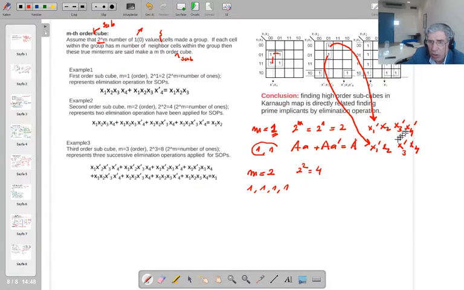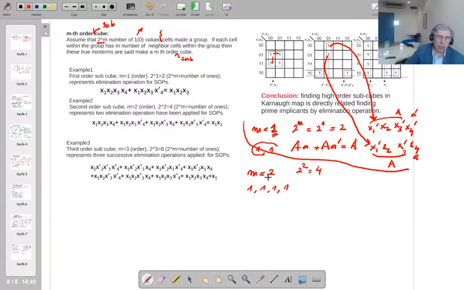If you look at these 2, this is capital A, this is capital A, and this is small a, and this A prime, and this is A. So when you add those up, this A, small a disappears, and what is left is x1 prime, x2, x3 prime. So when we are talking about first order subcube, it represents an elimination operation directly here.